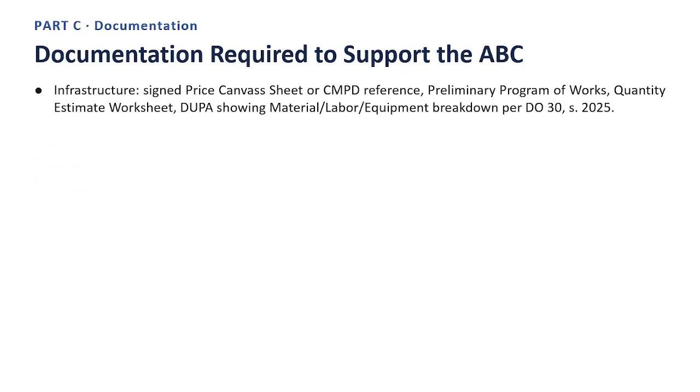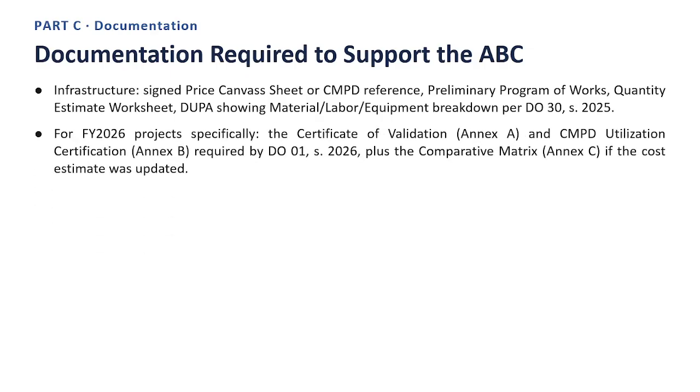Next slide. Documentation required to support the ABC. Point 1. Infrastructure, signed price canvas sheet or CMPD reference, preliminary program of works, quantity estimate worksheet, DUPA showing material, labor, equipment breakdown, per DO 30, Series 2025. Point 2. For FY 2026 projects specifically, the Certificate of Validation, Annex A, and CMPD Utilization Certification, Annex B, required by DO 01, Series 2026, plus the Comparative Matrix, Annex C, if the cost estimate was updated.